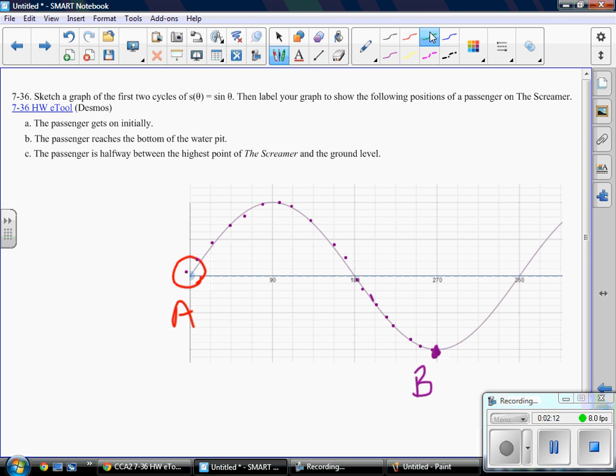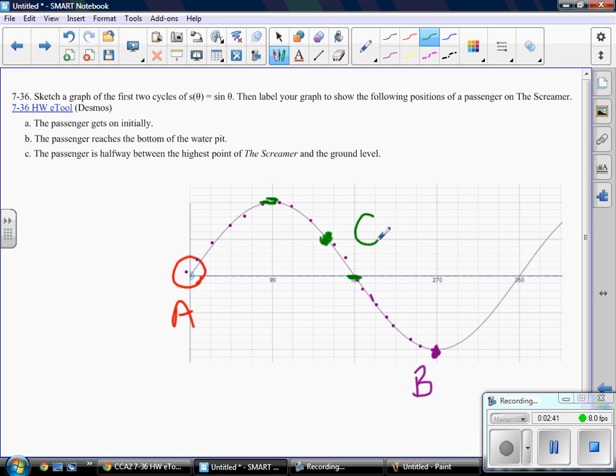Finally, the last part C says the passenger is halfway between the highest point of the Screamer, highest point would be up here, and the ground level. So this is the ground level. Underneath where person B was, that's in the water. So halfway between the top and the ground could be in several different points. It could be right here, right there, could be person C, that's about halfway.